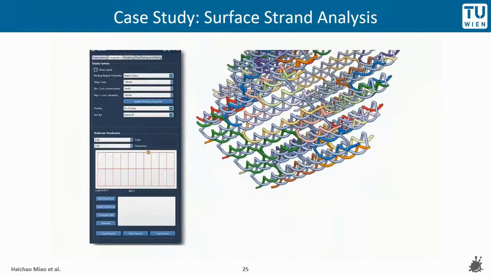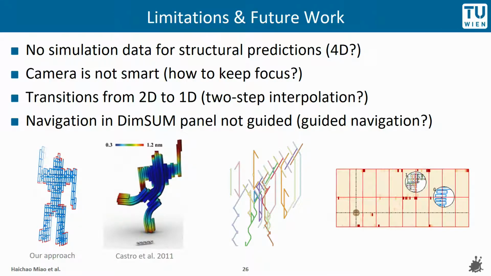So, of course, our method doesn't come without limitations. Currently, we didn't include any simulation data for structural predictions, but we have the space for it. This would give us a 4D in our multidimensional representations. One complaint of our domain scientists is that the camera is not smart. What they mean is that they are focused on something, but by transitioning between these locations, they lose the focused region. So the camera should somehow follow this. But I think that's more of a challenge, so we see it more as future work.